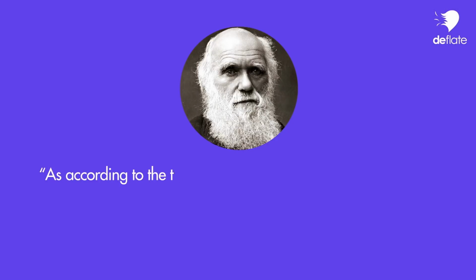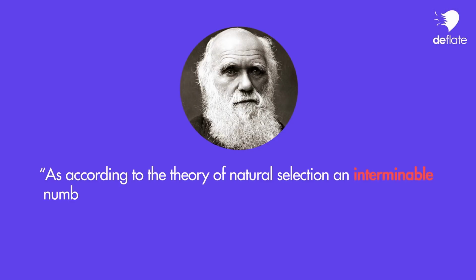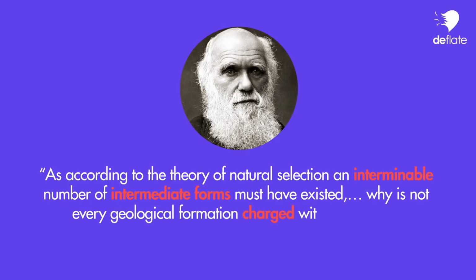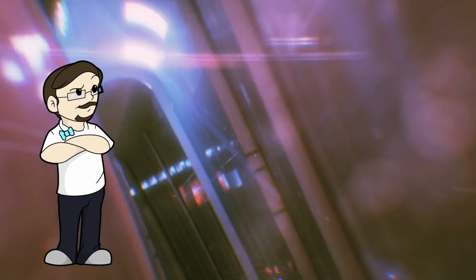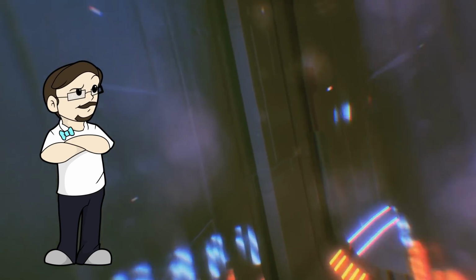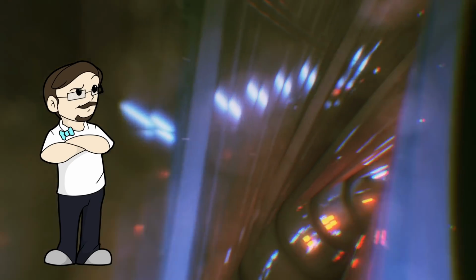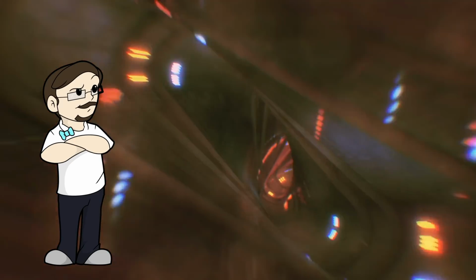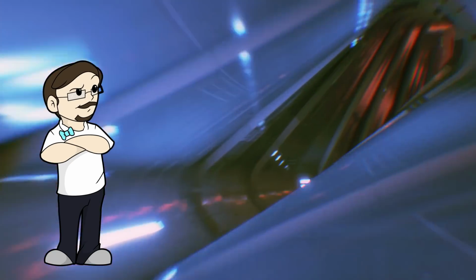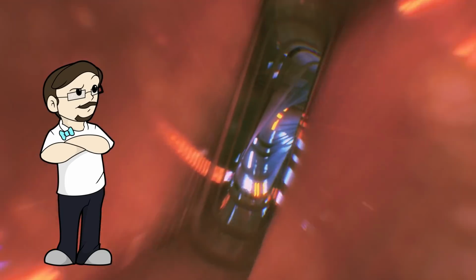Darwin himself was painstakingly aware of that, and he expressed his discomfort repeatedly in his book, like here for example, "As according to the theory of natural selection, an interminable number of intermediate forms must have existed. Why is not every geological formation charged with such links?" Darwin's response to the question of where are the transitional fossils was that the fossil record is extremely imperfect and very few fossil sites have been discovered, which Deflate will mention shortly.